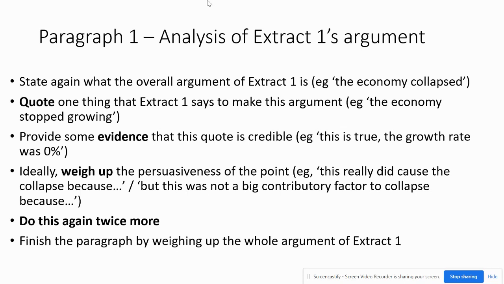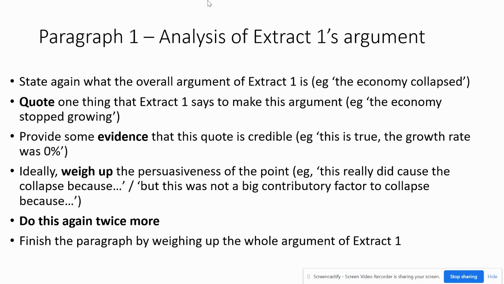Then provide some evidence that this quote is credible. So this is your evidence that you're integrating with that. This is true, the growth rate was 0%. Ideally then, weigh up the persuasiveness of this point. For example, this really did cause the collapse because, or it might be that this was not a big contributory factor to the collapse because.